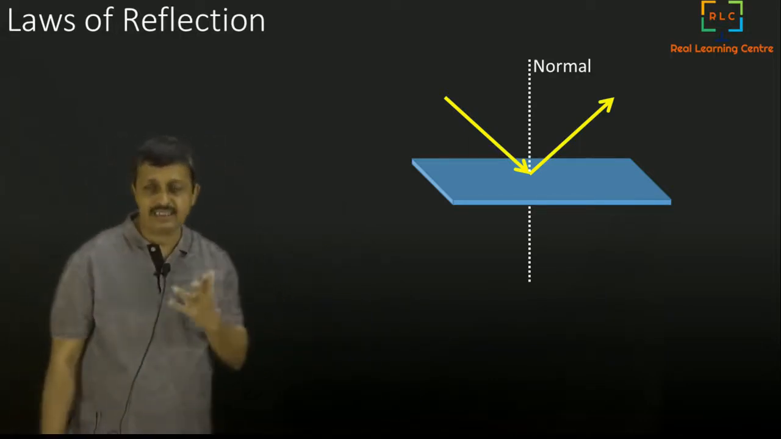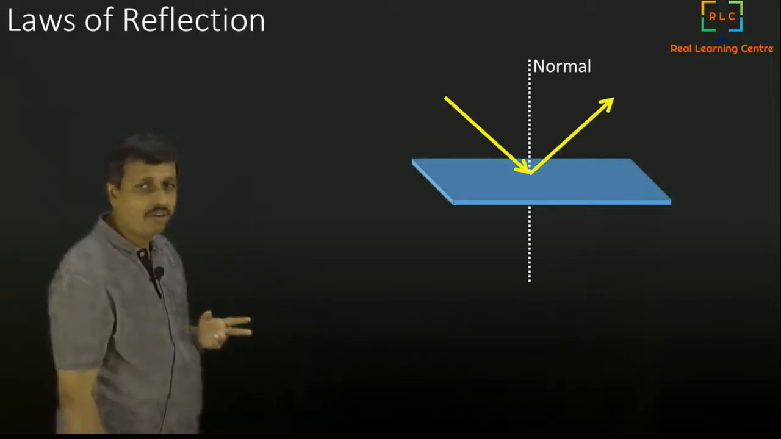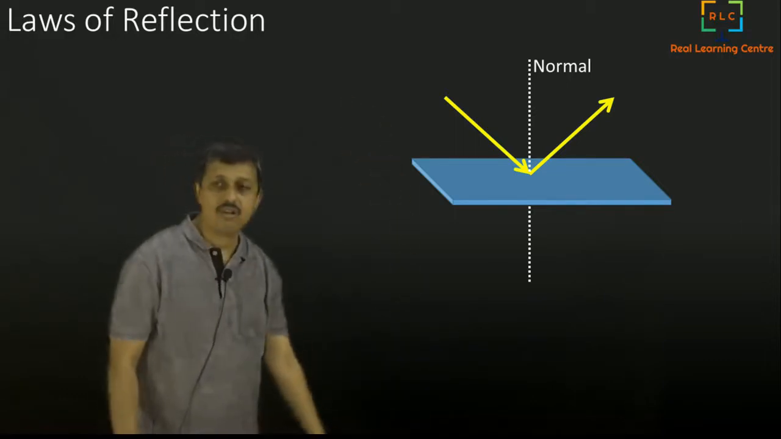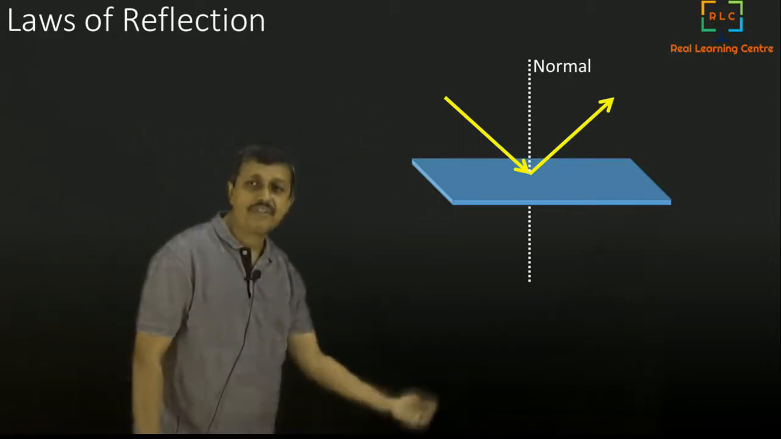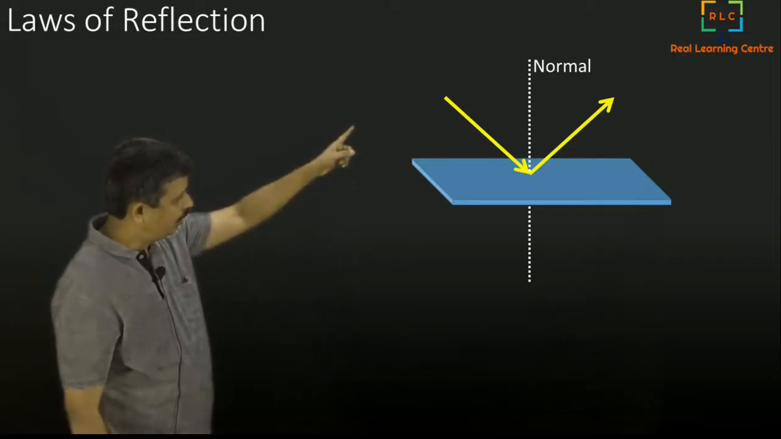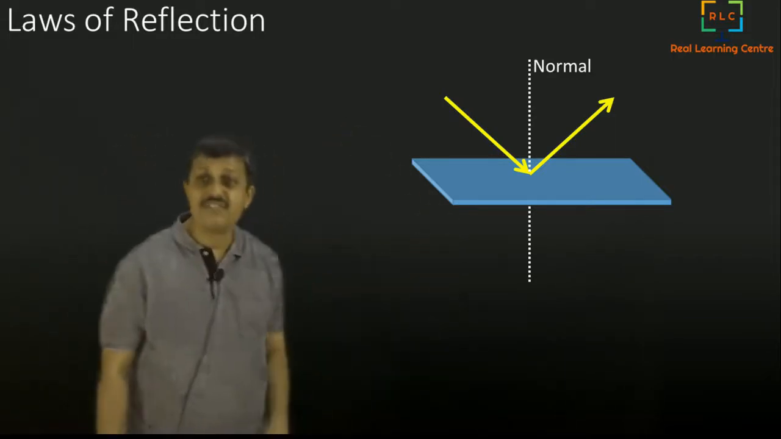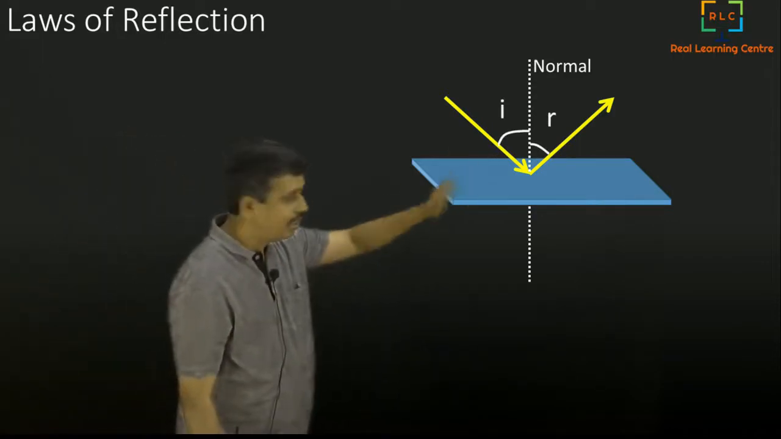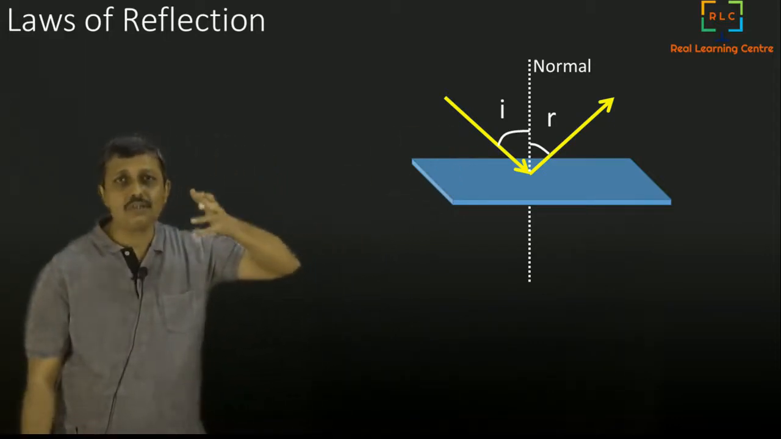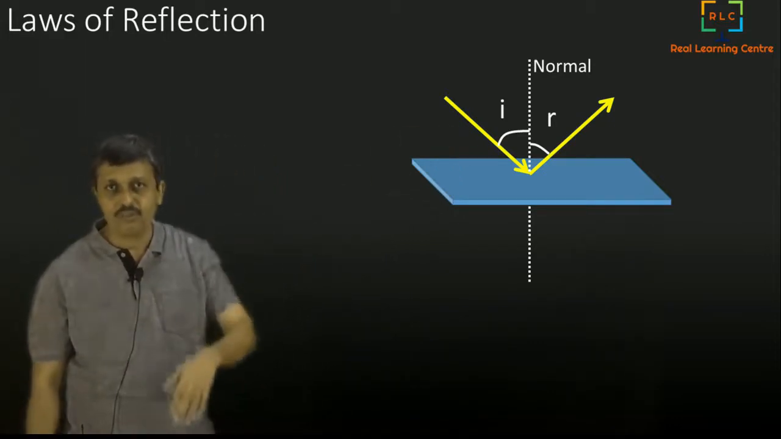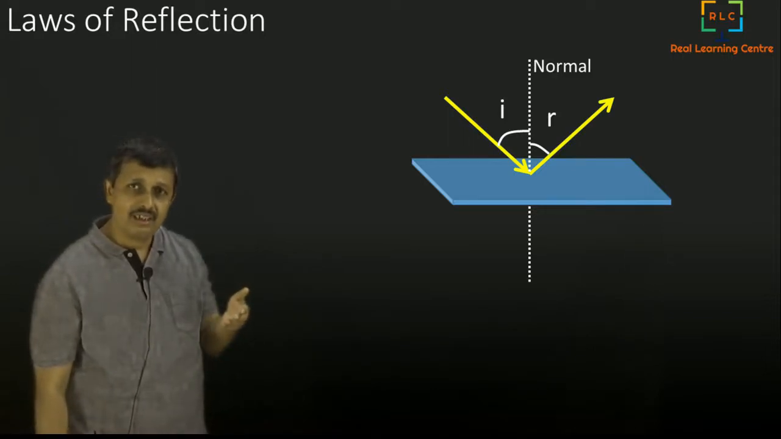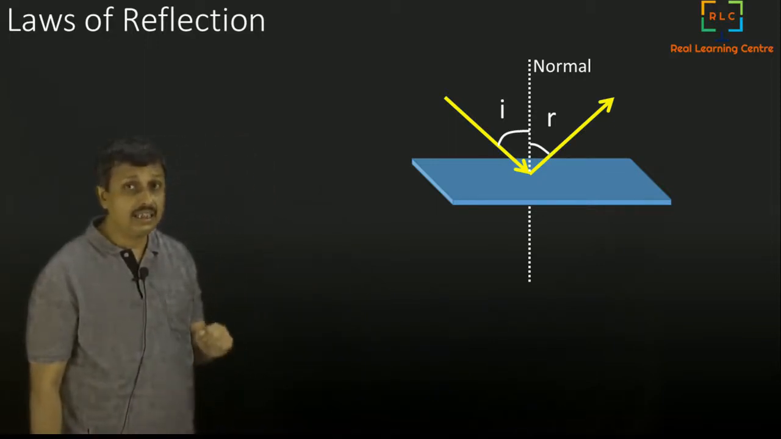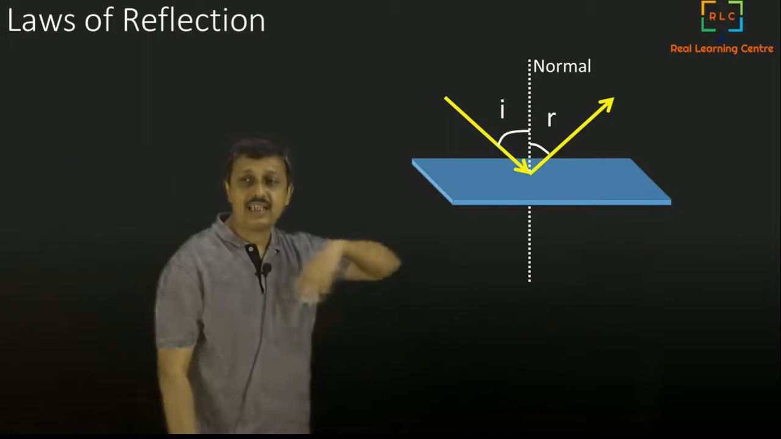So let's state that law. To state the law, we need a reflecting surface and a normal drawn to the surface, which means a perpendicular line drawn to the surface. The ray that comes in is called the incident ray, and the angle it makes with the normal is called the incident angle. Incident means what comes in. Then there is a reflected ray which makes an angle R with the normal.